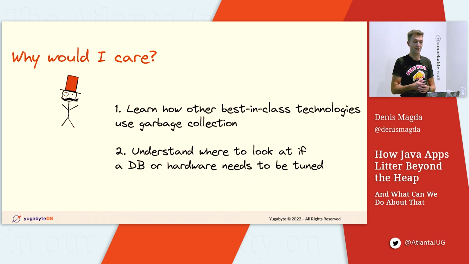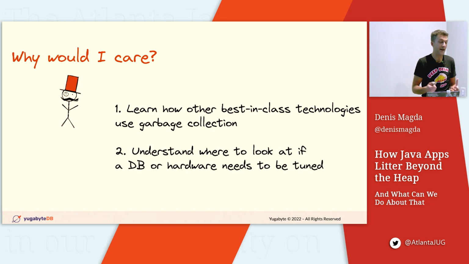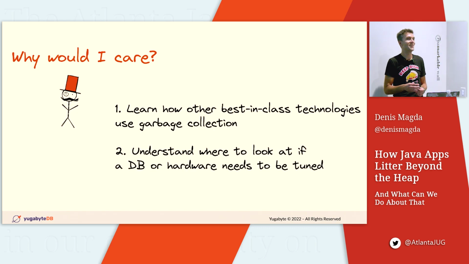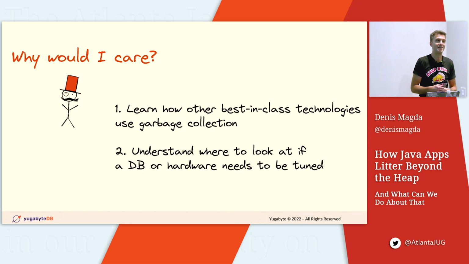And why would you care about this? First thing first, that's an opportunity for you to learn something new, something that happens beyond the Java ecosystem, and how other best-in-class technologies use garbage collection. Because when I started coding in Java, I still remember the time when some people who were using C++ would come and say, hey, Denis, come on, it's the JVM, you have garbage collection, it's always slow. But then when I learned that some of the well-known databases and even hardware use garbage collection, right now I can throw these people some argument in their faces saying that, hey, check PostgreSQL or check SSDs. Those technologies also use garbage collection.